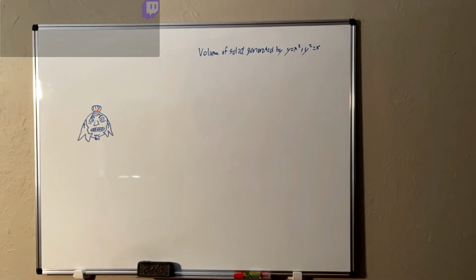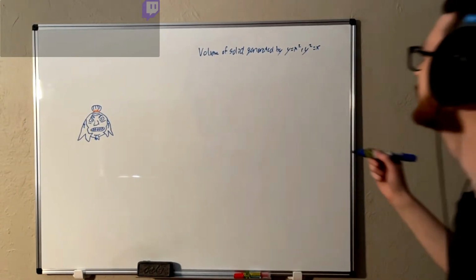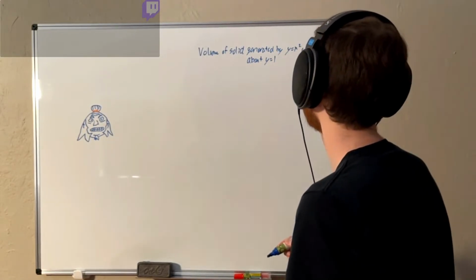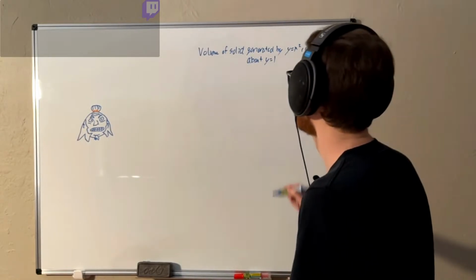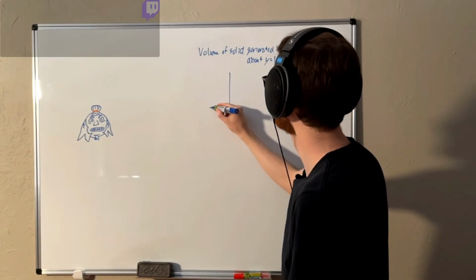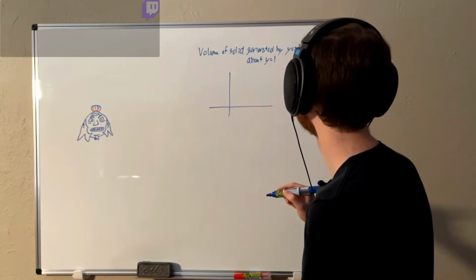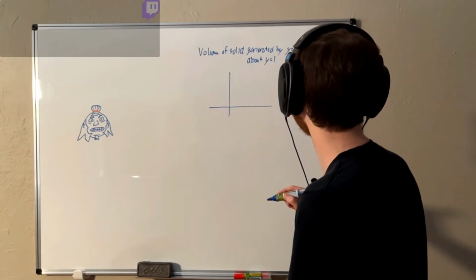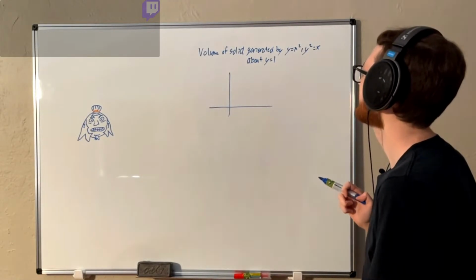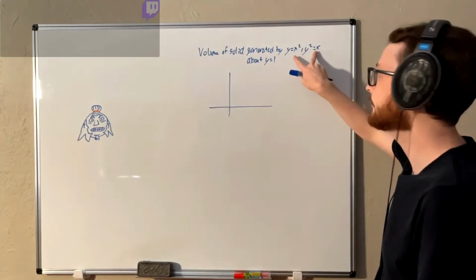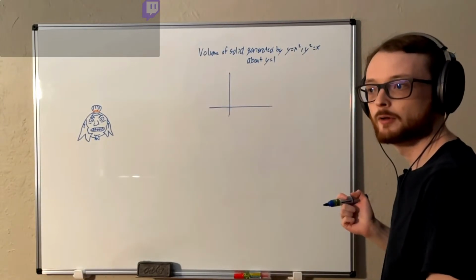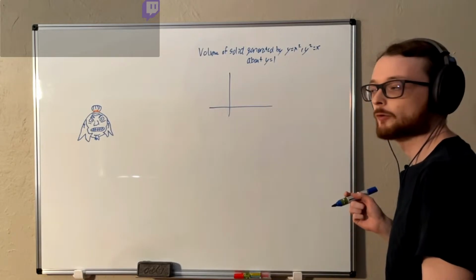y squared equals x, about y equals 1. Okay, so first off, we want to figure out where these two things intersect. The intersection points are super important because that's going to determine the limits for our integral.